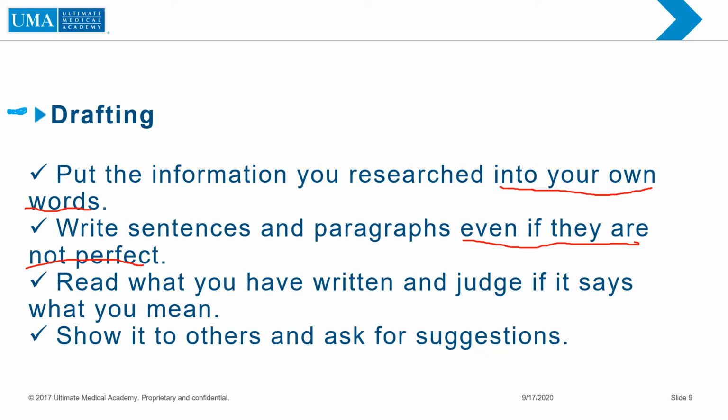Next, you're going to read what you have written and judge if it says what you mean. And then you can show it to others and ask for suggestions. You have to be receptive to feedback when you're asking for assistance. The goal of asking for feedback is that maybe someone can pick up on a spelling error, or a grammatical error, or maybe they're not understanding a certain point that you made within your writing. This is something that can definitely help you by getting another set of eyes. So just look over. Okay, next.